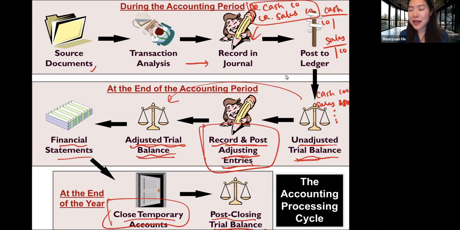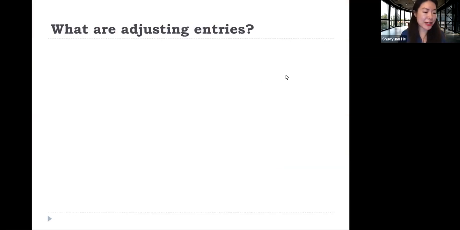We have talked about the 10-step accounting processing cycle. Now I want to talk about 2 steps in more detail. The first one is the adjusting entry, and the second one is the closing entry. So let's first look at the adjusting entry.